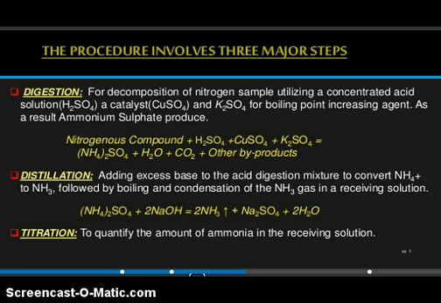Distillation: adding excess base to the acid digestion mixture to convert NH4+ to NH3, followed by boiling and condensation of NH3 gas in a receiving solution. So ammonium sulfate and sodium hydroxide give ammonia, sodium sulfate and water. Titration: to quantify the amount of ammonia in the receiving solution.